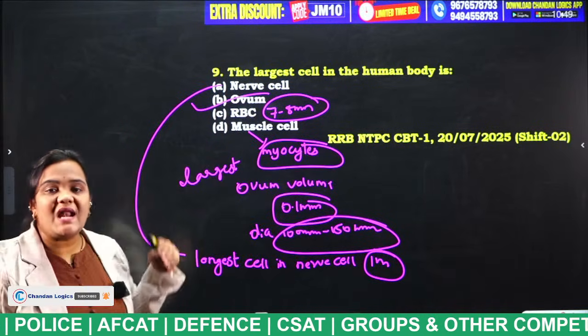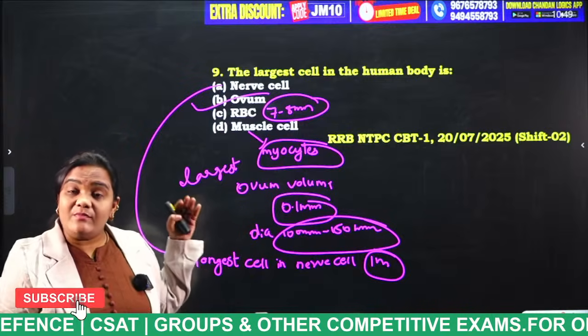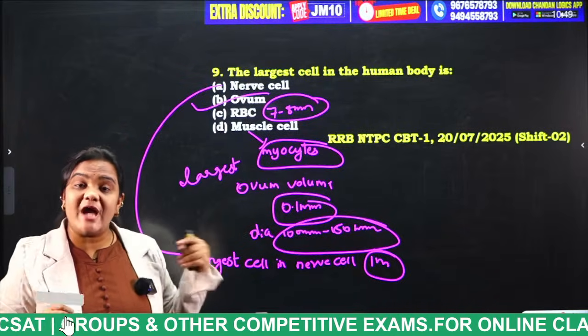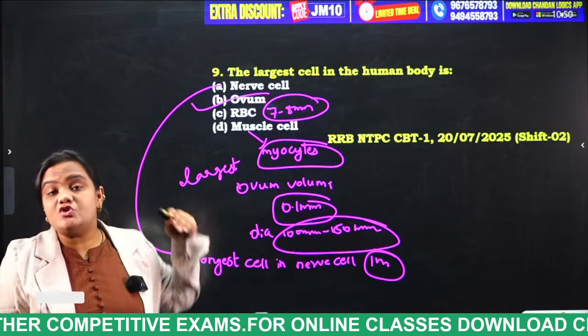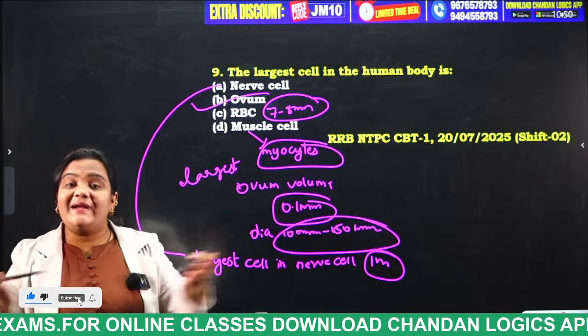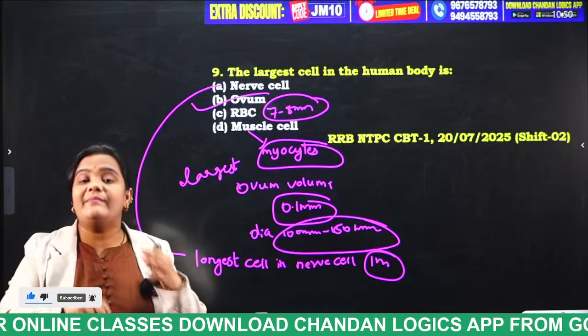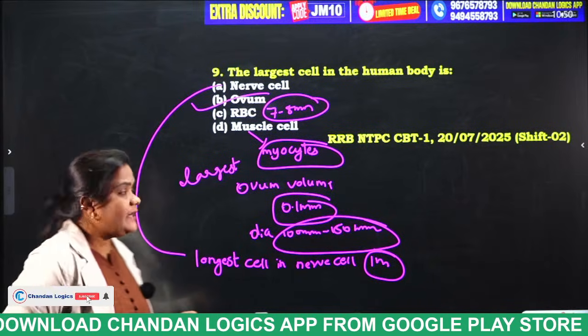So which is the largest cell in our human body, students? Ovum. Its volume is 0.1 mm and its diameter is 100 to 150 mm. The nerve cell is not the largest, it is the longest. It is longer in length, but its diameter is invisible. Okay, done. Next question.